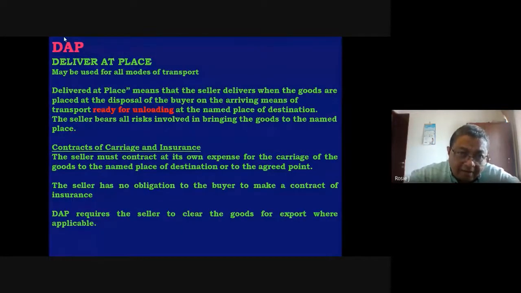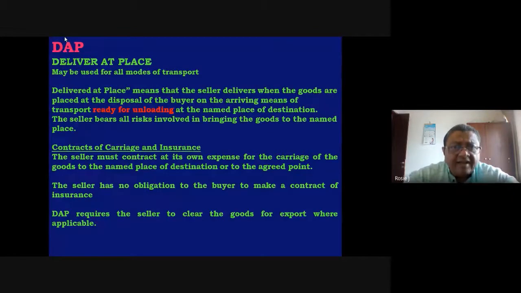But remember, from Jeddah he goes by trucks. Once he reaches the delivery place, he will not unload the goods. If something happens while unloading at that point, it is the importer's responsibility. He just goes and says, I brought my goods, I won't unload it, I'm doing DAP, now you have to unload, your responsibility.